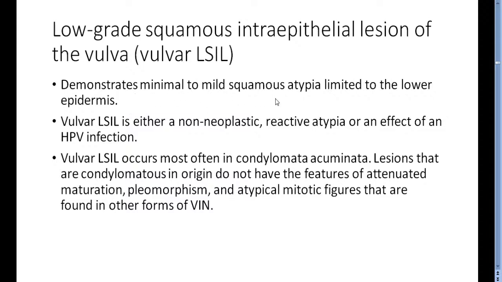It demonstrates minimal or mild squamous atypia limited to the lower epidermis. Vulvar low-grade squamous intraepithelial lesion is either a non-neoplastic reactive atypia or an effect of HPV infection. Vulvar LSIL occurs more often in condyloma acuminata patients. Lesions that are condylomatous in origin do not have the features of attenuated maturation, pleomorphism, and atypical mitotic figures that are found in other forms of VIN.